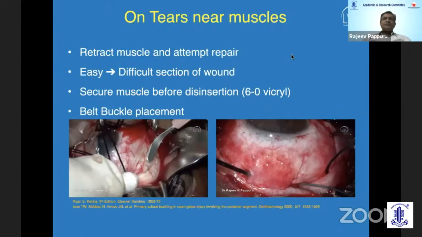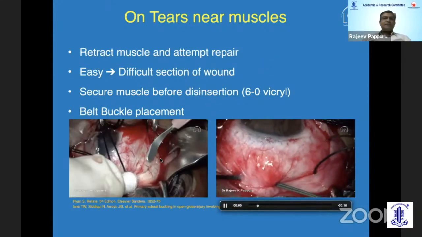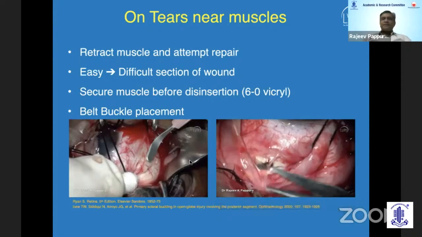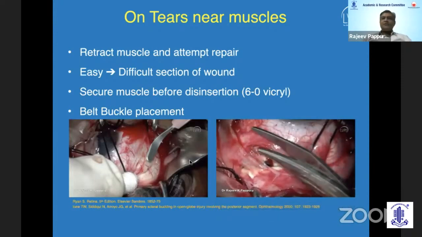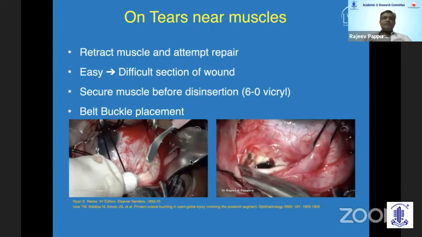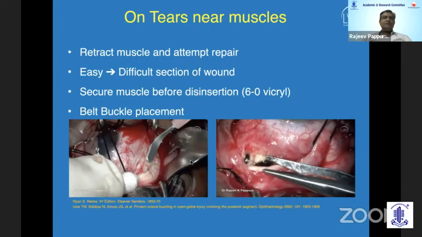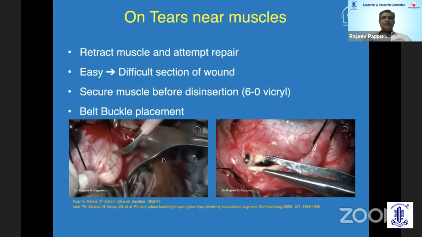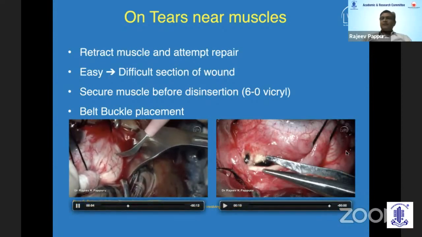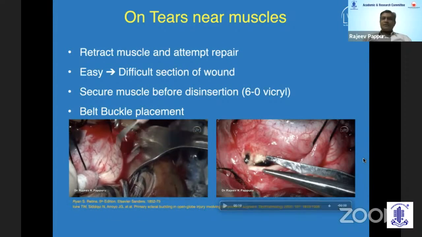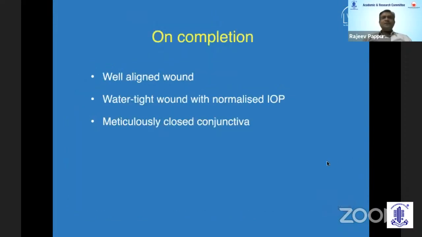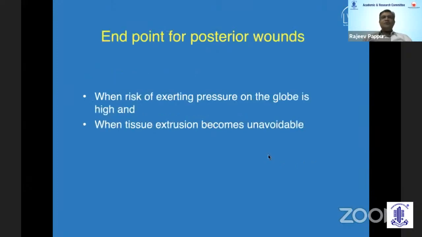Whenever the tear is near the muscles, try to tag the muscles and see if you can actually expose the sclera. And if you are not able to do it, you can disinsert the muscle, and you can reattach the muscle after closure of the scleral wound. Always place the buckle if you feel the visual prognosis is good. It's not necessary that every case which has gone behind should get a buckle. If there is a lot of damage and the contents are out, there is no point in putting a buckle in those conditions. On completion, a well-aligned wound, watertight wound closure, and meticulous closure of the conjunctiva are important.